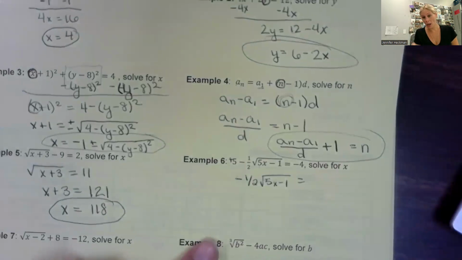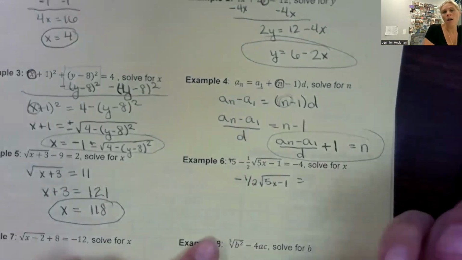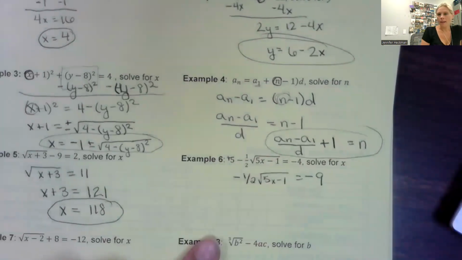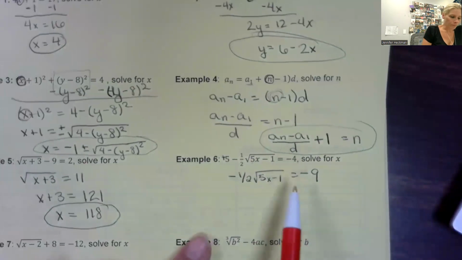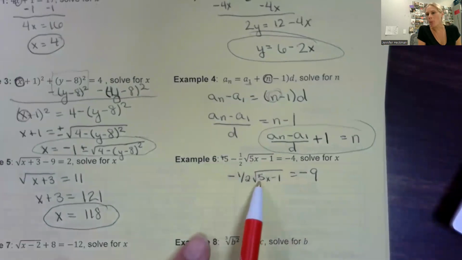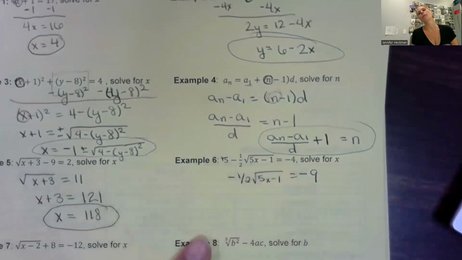5, so we have to subtract 5. Negative 4 minus 5 is negative 9. Okay? Now we go to this negative 1/2. What is negative 1/2 doing to the square root? It's multiplying. How do you get rid of multiplying? You divide. So we have to divide by negative 1/2.